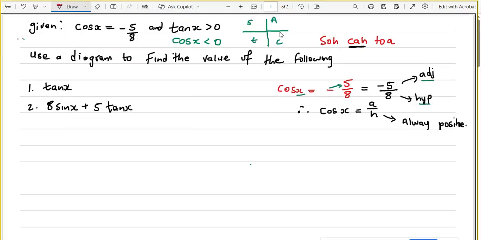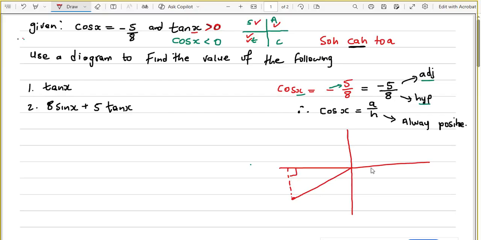All Students Take Coffee. Where is cos negative? Quadrant 3 and quadrant 2. Then they said that tan x is greater than 0. You check where tan is positive: quadrant 3 and quadrant 1. You understand how I did those ticks? The quadrant that has 2 ticks is where you're going to put your diagram, which is quadrant 3. So your triangle should be in quadrant 3 like this.